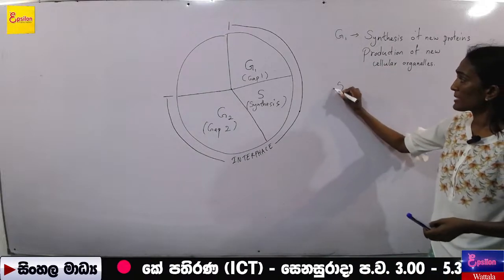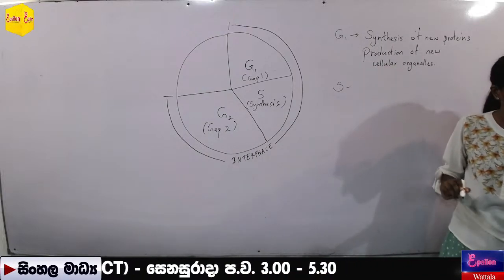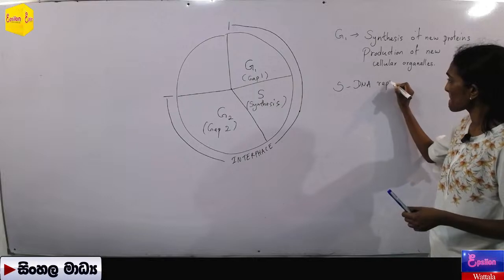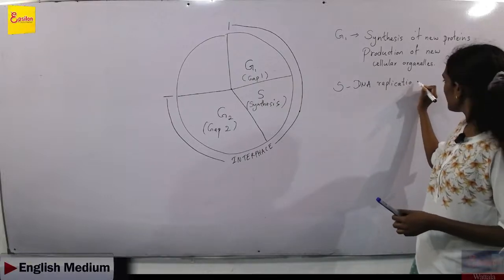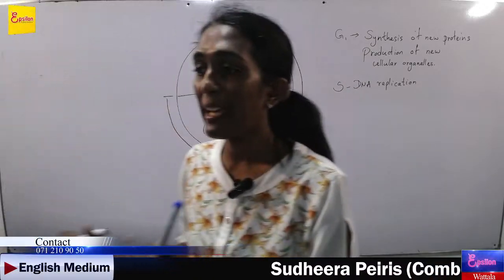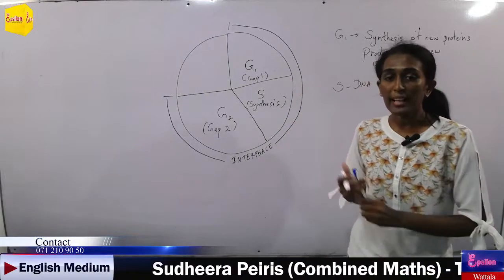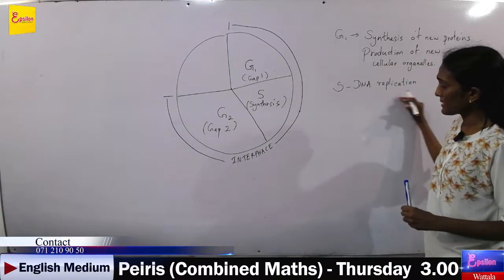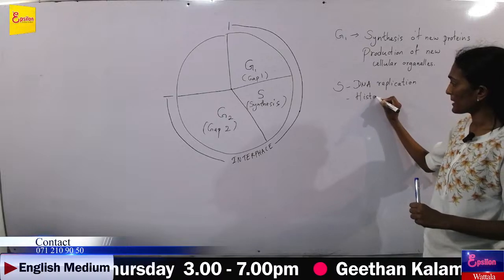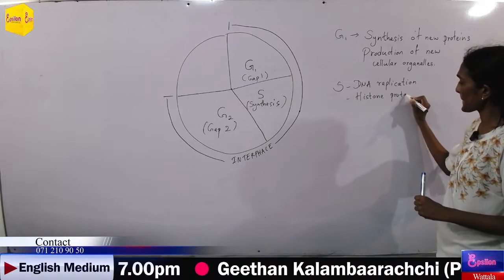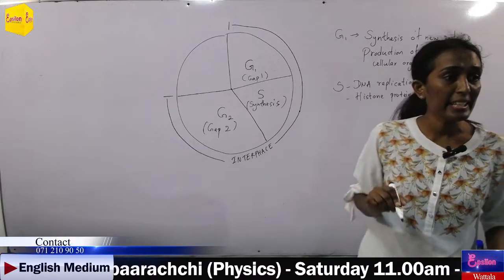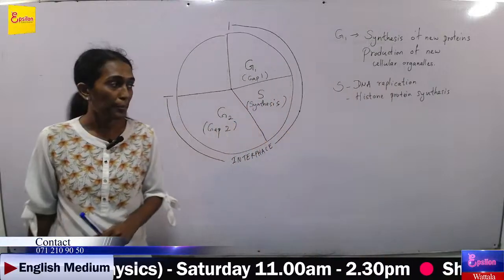Alright, then the S phase is a special one. What's happening in this phase? DNA replication. What's the meaning of DNA replication, children? Making same copies of DNA. That means DNA is copied, making a genetically similar another copy. So the DNA sequence is repeated in the next one. Then next, histone protein synthesis. What else? DNA is winding around histone proteins.